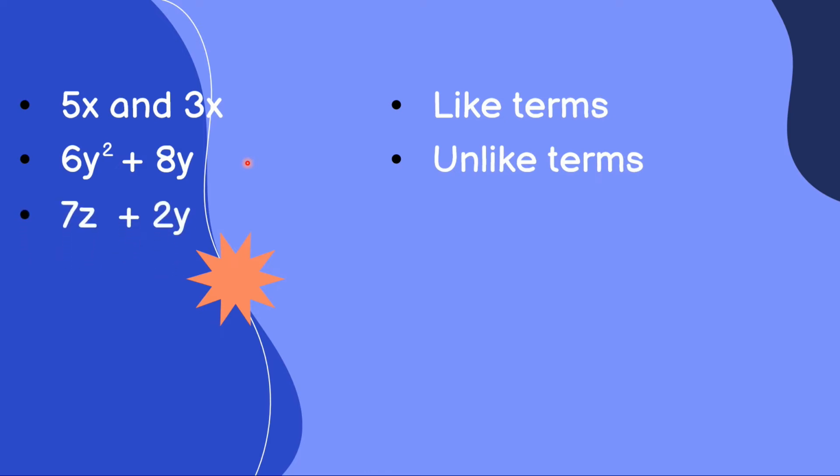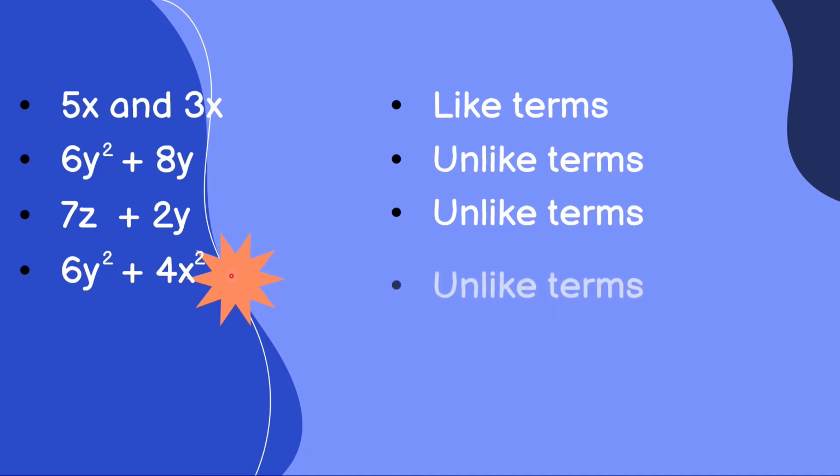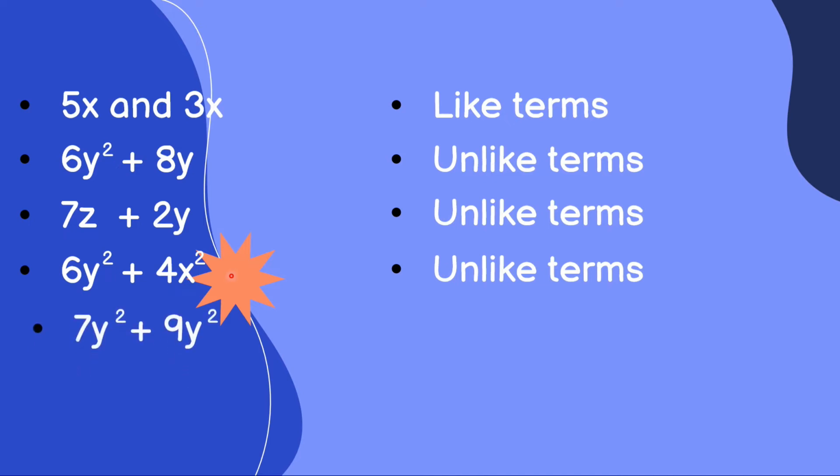In the third example, are the variables the same? No, they're not, so it's going to be an unlike term. 6y squared plus 4x squared. The variables are different but the powers are the same. So this is also going to be an unlike term because the variables are different. 7y squared plus 9y squared. Now this has the same variable and the power is the same as well. So this is going to be a like term.